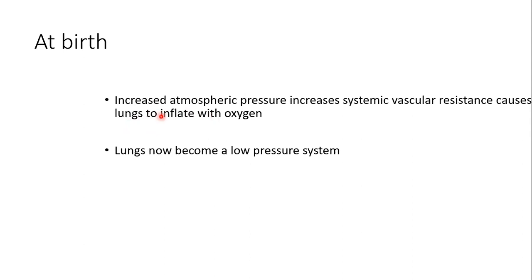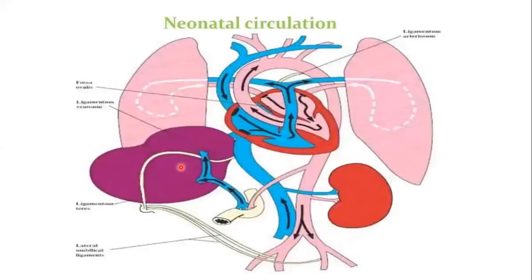Other factors that influence the circulation include the increased atmospheric pressure, which increases the systemic vascular resistance, causing the lung to inflate with oxygen. And then the lung becomes the low pressure circulation. Let me use another diagram to explain this.